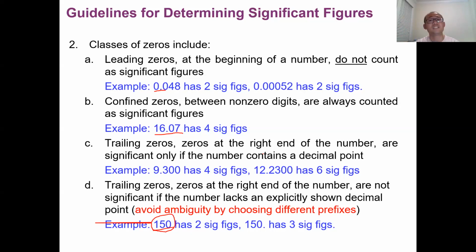If that's the case, it's actually very ambiguous. It's very hard to tell how many sig figs. Normally, we'll assume that 0 is not significant if you don't put a decimal, and we need to avoid writing a number in that way. Again, leading zeros are not significant. Buried or confined zeros are significant. Trailing zeros are significant if there is a decimal. If there is no decimal, we avoid writing numbers like that. In that case, we use scientific notation, which we're going to talk about later on.